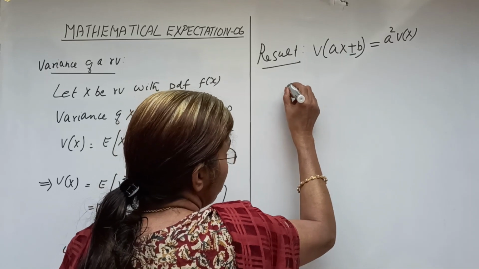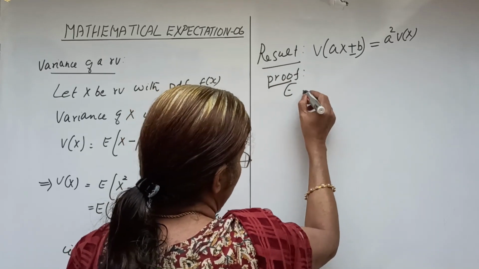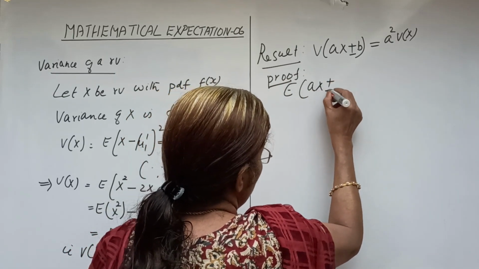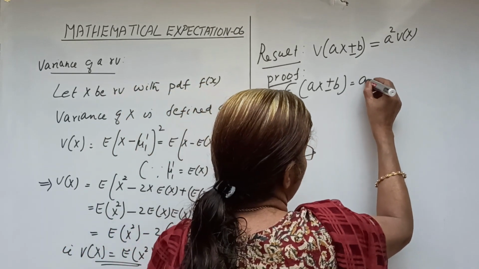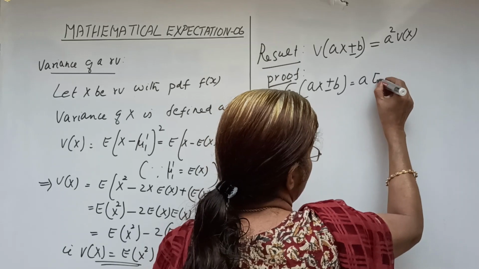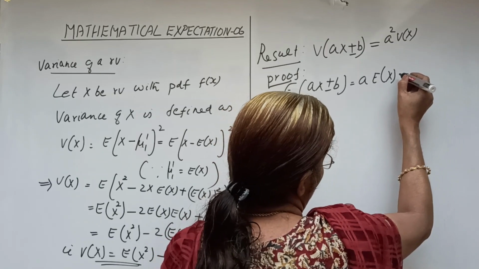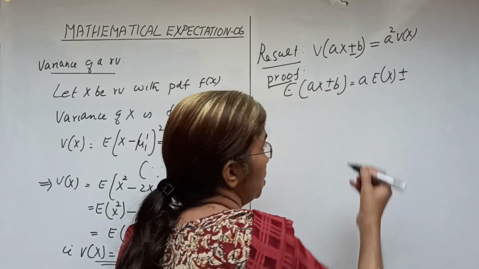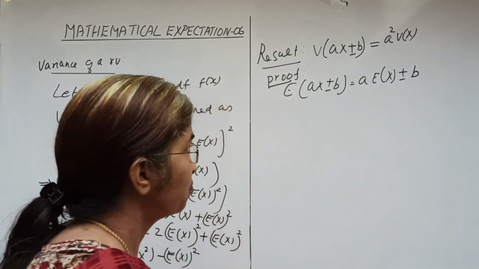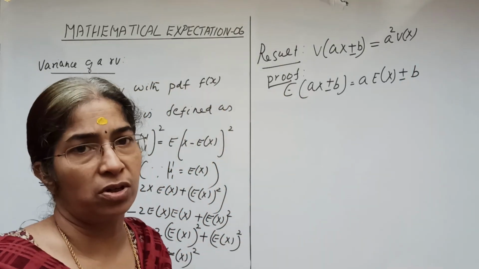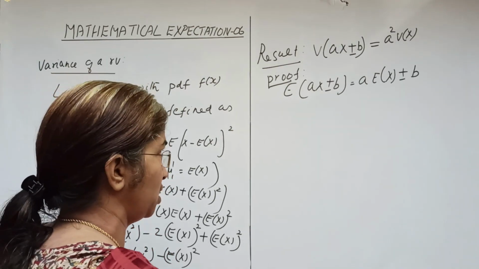For the proof, firstly we consider expectation of aX plus or minus b. We know the constant can be taken out of expectation, that is expectation of a into expectation of X plus or minus expectation of b. Expectation of b equals b, so expectation of aX plus or minus b equals a into expectation of X plus or minus b.